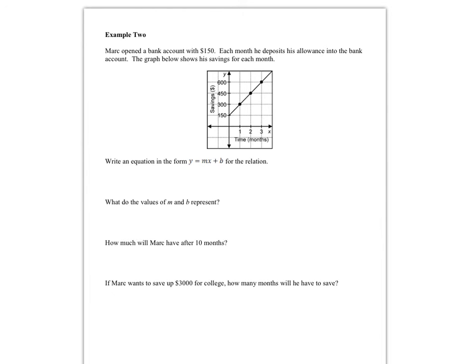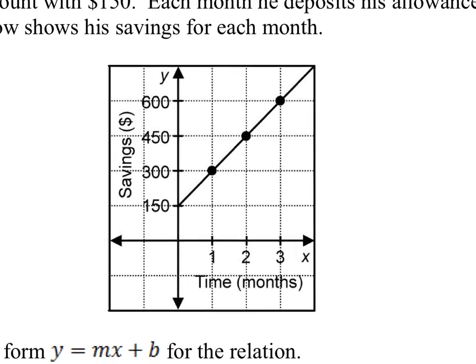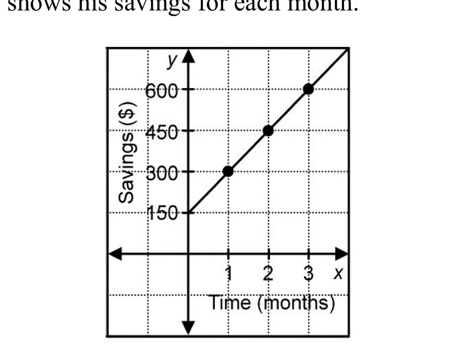So if we look at it, we've got Mark who's opened up a bank account, and apparently he put 150 bucks in this account. The graph shows his savings every single month. So Mark keeps going back and putting money into the account. How much money does he put in every month? I don't know. We have to figure that out. That becomes our rate of change. Our initial value, or what he started the account at, is what he initially put into the account, which is our b, which is our y-intercept. So right now, by looking at this graph, we can easily identify our b value in y equals mx plus b.